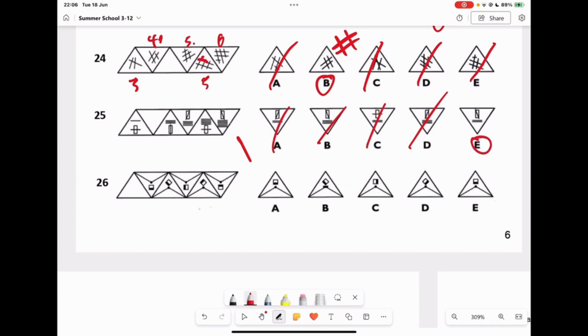Okay, 26. For 26, we're looking at the square in the middle, where it is rotating by 45 degrees clockwise each time. So in this case, it will be like this. Now that we know that, we can rule out A, B, C. It could be D and E. So our answer is D.